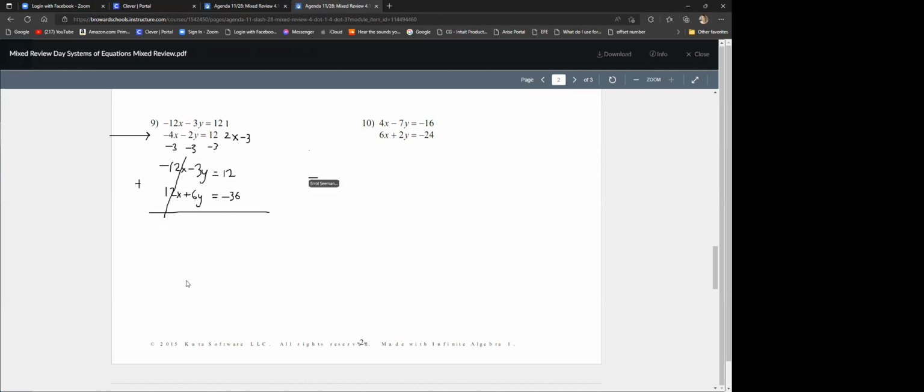What's negative 3 plus 6? Do you see where that's coming from? 9? No, it's not 9. You lose $3, but then you gain $6. What's the net change? Oh, negative 3 plus 6. 3y, positive 3. 3y. What's 12 minus 36?